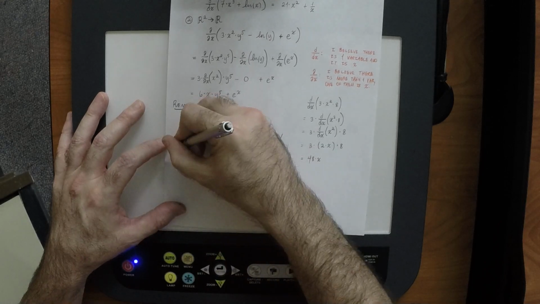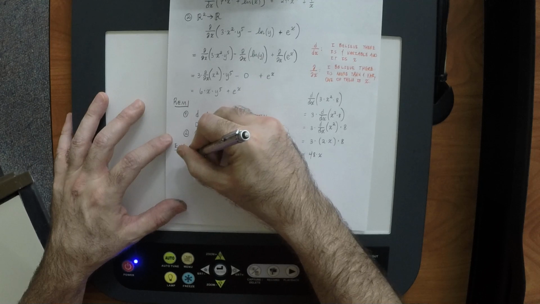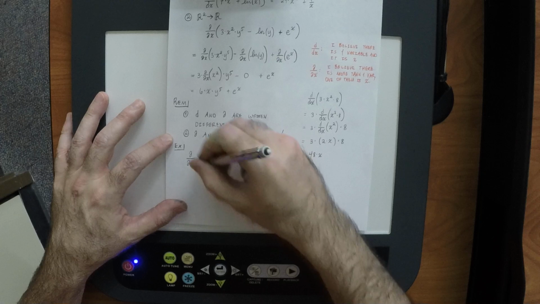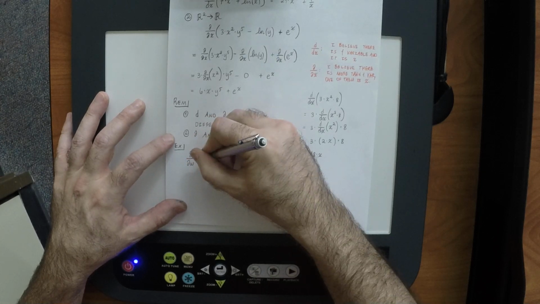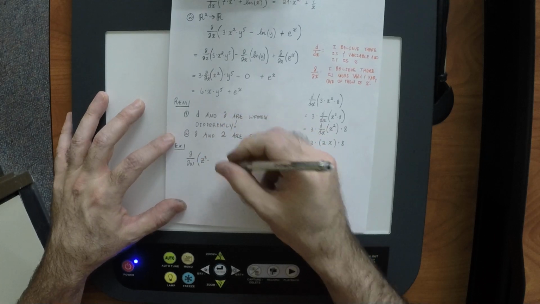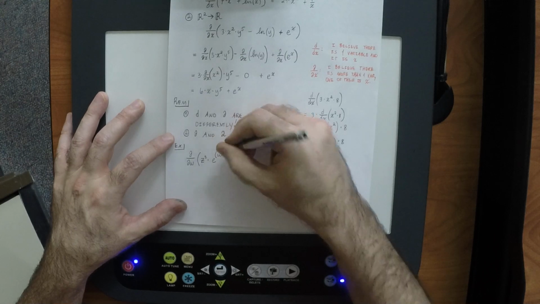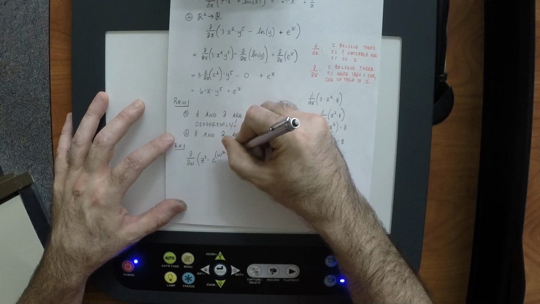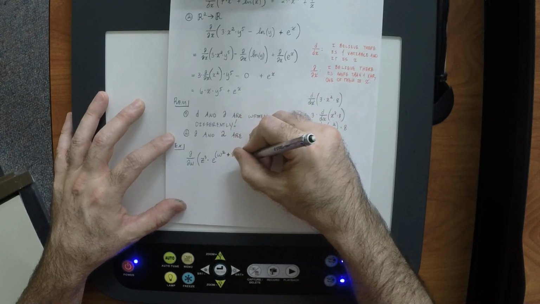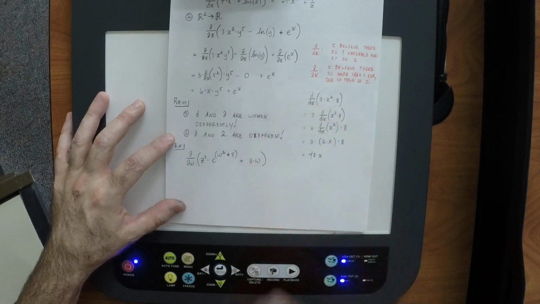Probably the last one for today. Please evaluate the following: partial with respect to w, say, why not, of z cubed multiplied by the exponential of w squared plus 8, and then, maybe just for fun, plus 3w. So.